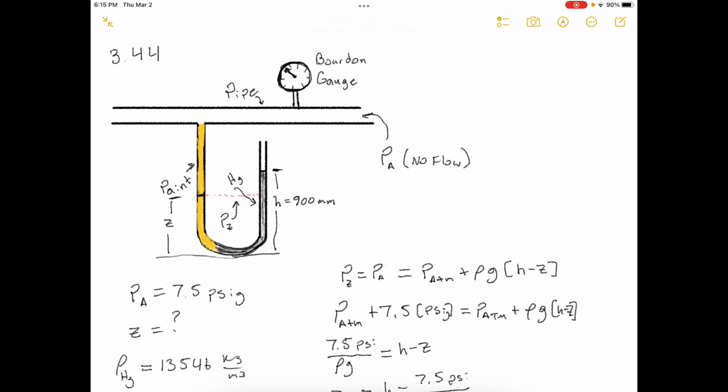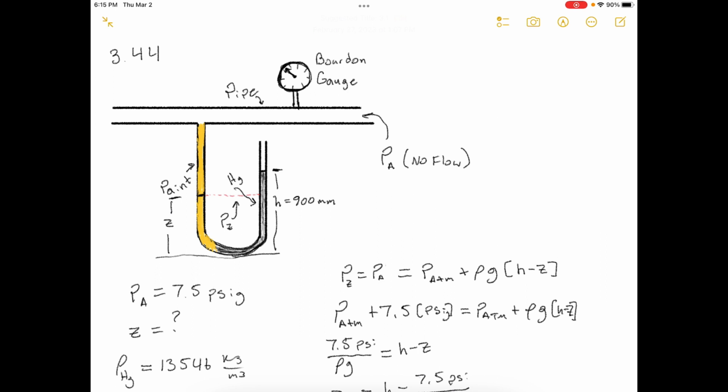Today we're working out of Elementary Principles of Chemical Processes, 3rd edition, and we're doing problem number 3.44. The problem statement says, an open-ended mercury manometer is connected to a low-pressure pipeline that supplies a gas to a laboratory. Because paint was spilled on the arm connected to the line during the laboratory renovation, it is impossible to see the level of the manometer fluid in this arm.